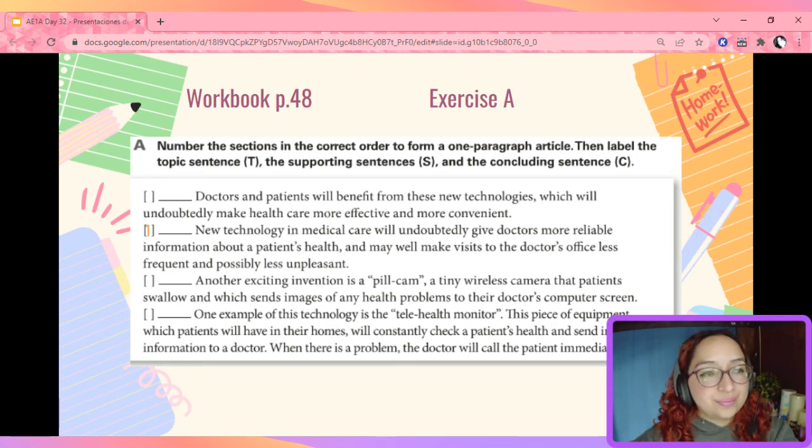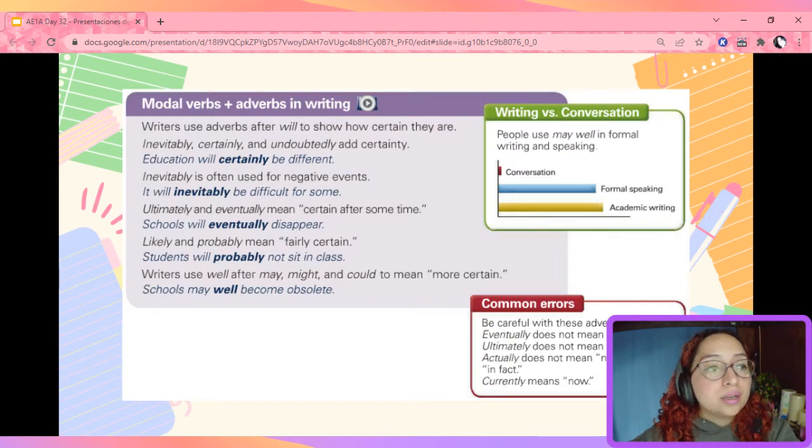Let's continue. Now, today we're talking about modal verbs followed by adverbs. This is common in writing or in formal speaking, but in everyday conversation it is not very common. Okay? So, usually these adverbs are used to show how certain we are. Look at here. Inevitably, certainly, and undoubtedly show certainty. Education will certainly be different.